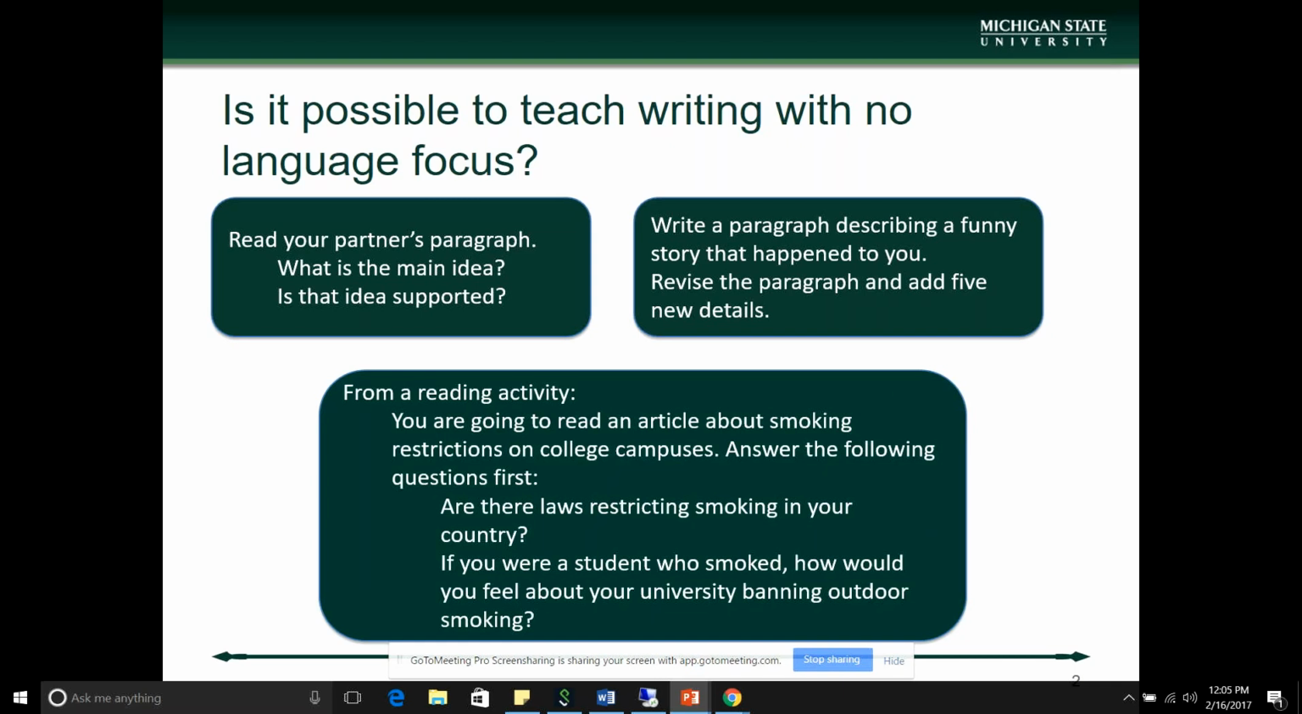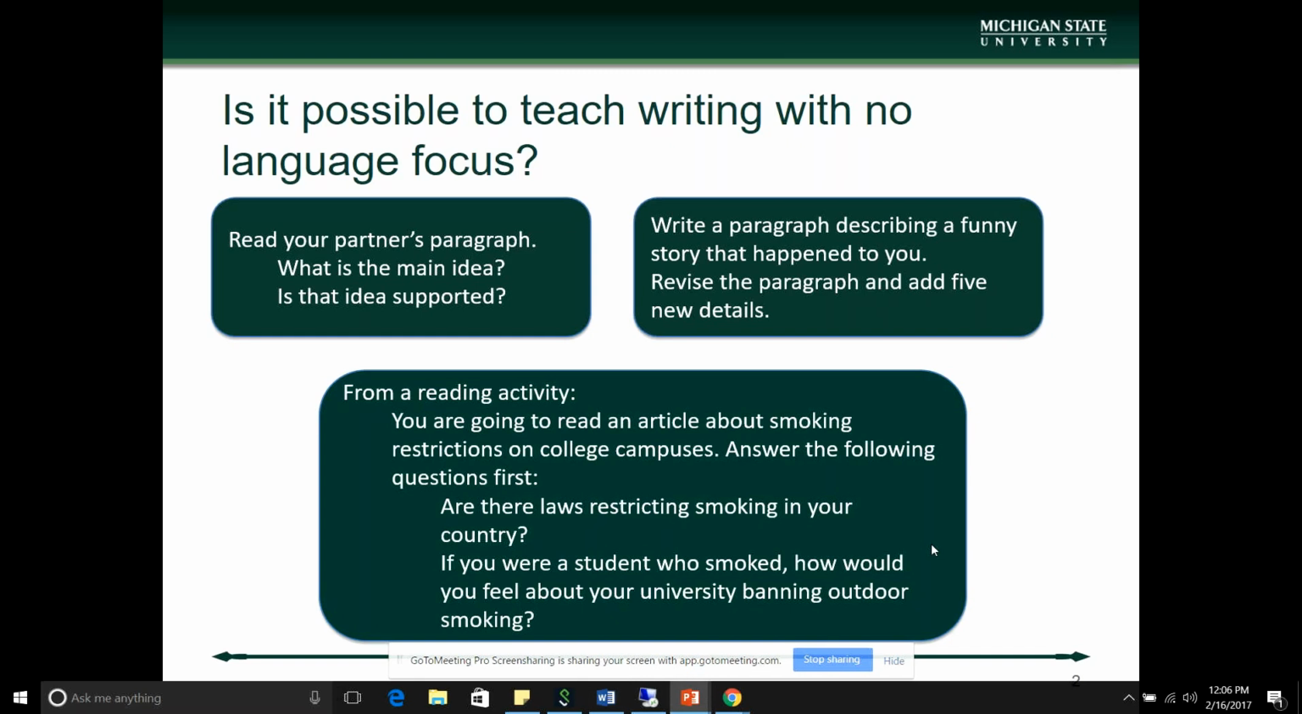You're going to read an article about smoking restrictions on college campuses. Answer the following questions first, and then there are a series of schema activating questions that students have to answer before they go ahead and read. But again, there's no focus on any kind of language that will help students understand the passages. And again, there's nothing wrong with any of these things, but they don't necessarily help give the student language to help them understand the reading passage or to write the paragraphs.